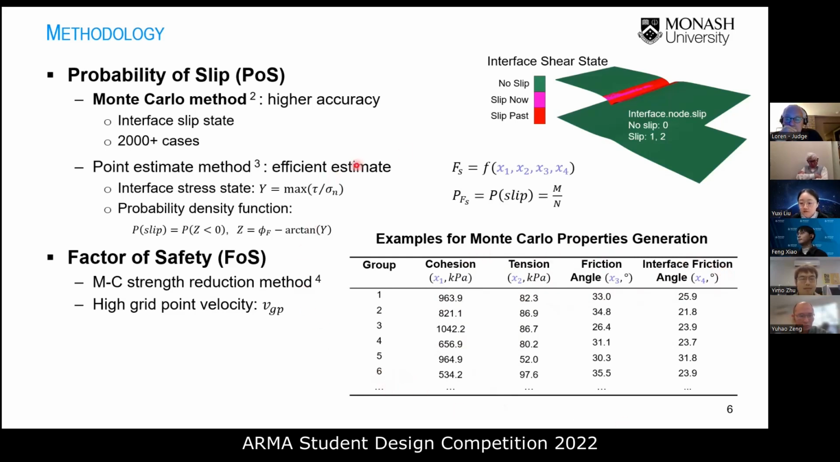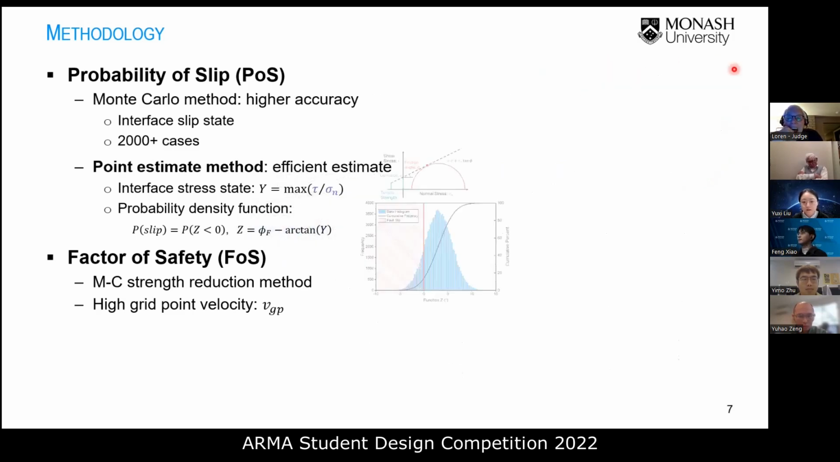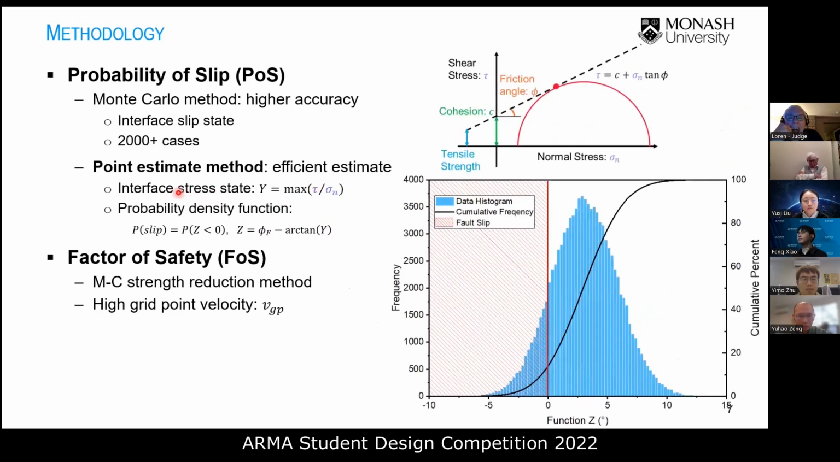Moreover, the interface slip state can also be provided in the modeling, as the figure shows here. It returns 0 for the non-slip state and 1 and 2 for the slip state in the red zone shown here. Okay, we use the point estimate method for the reason of less time consuming and efficient estimation. But both of those 2 methods can mutually verify.